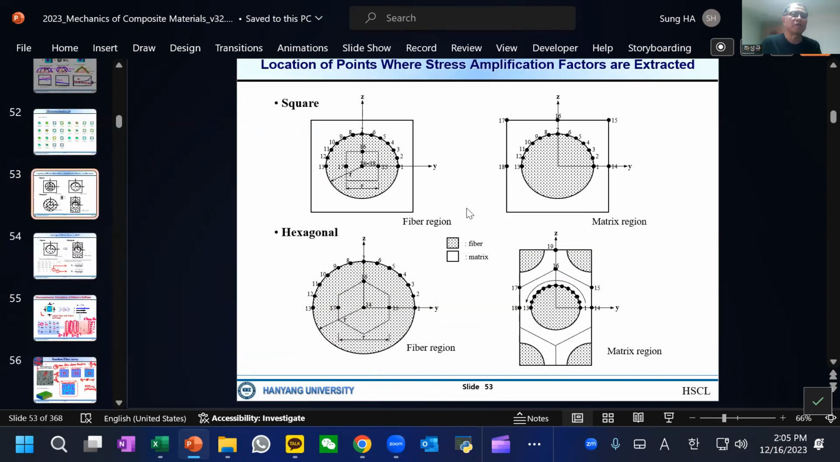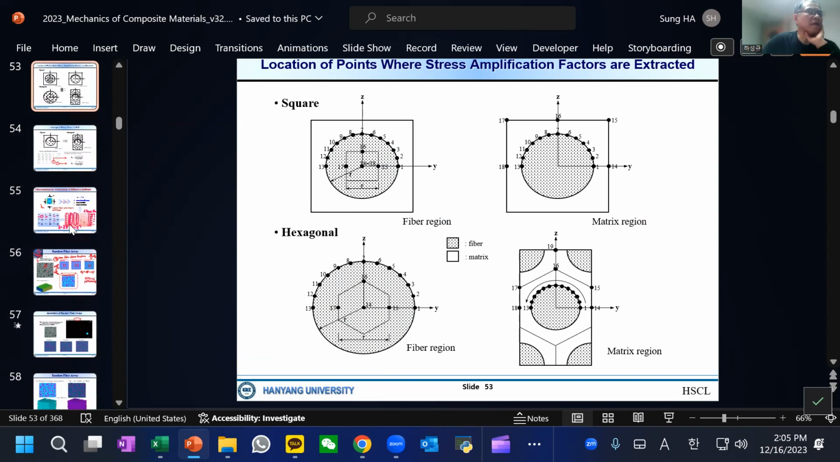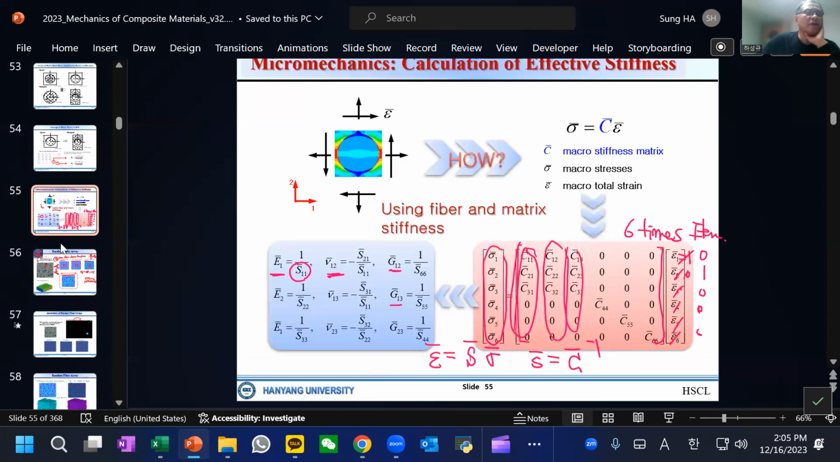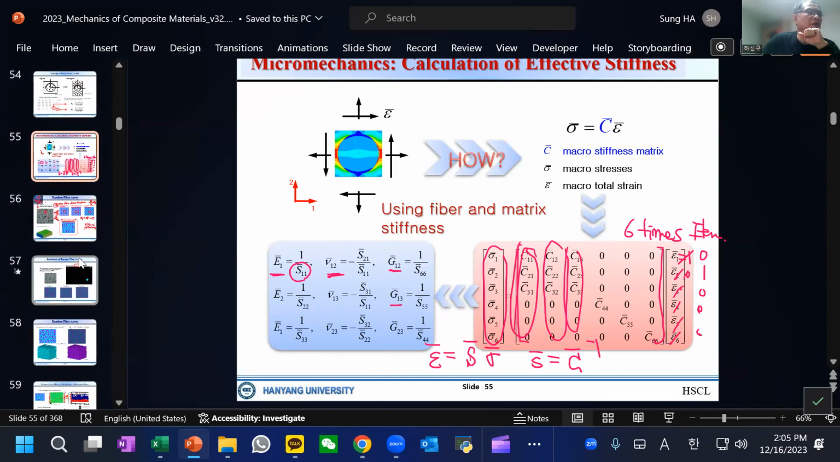So sometimes we just consider certain major points. We usually check the failure or strength at these points, sometimes a 19 point, sometimes a 20 point. We can select them. So this is how we get the effective stress.